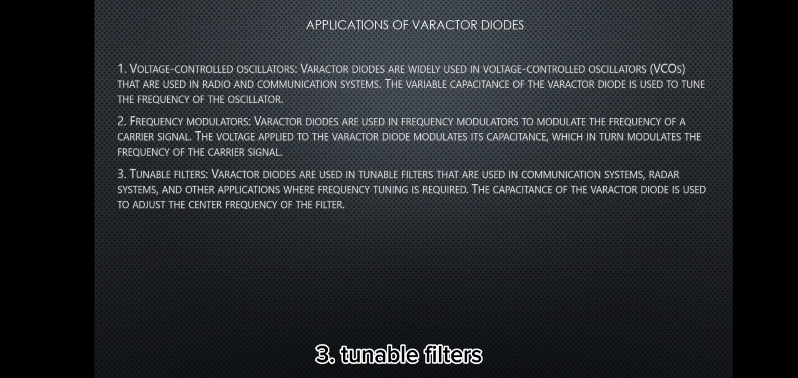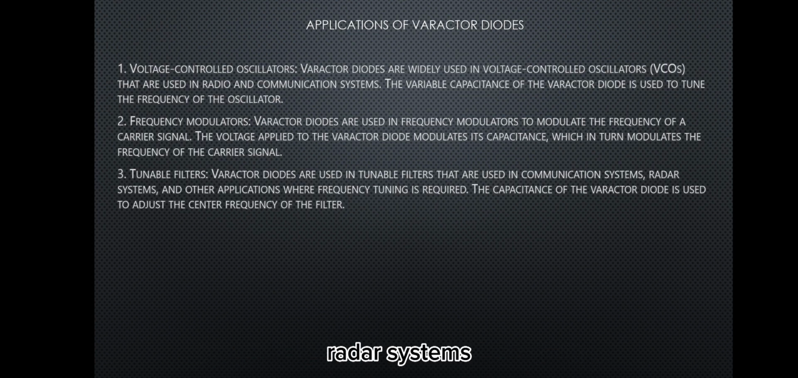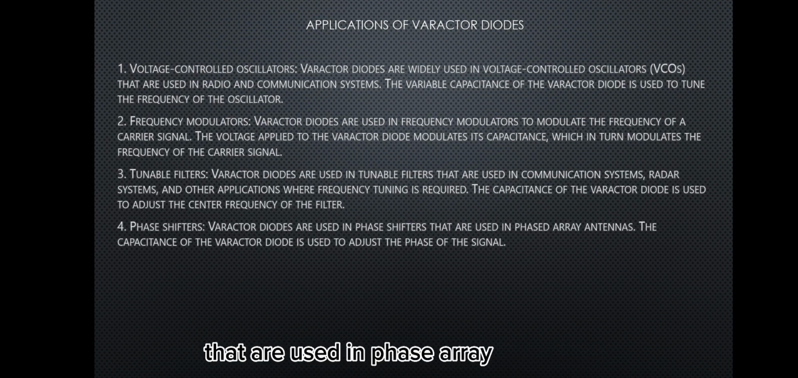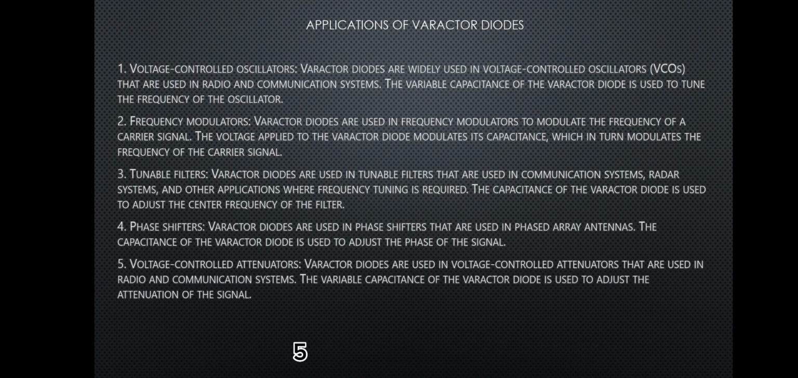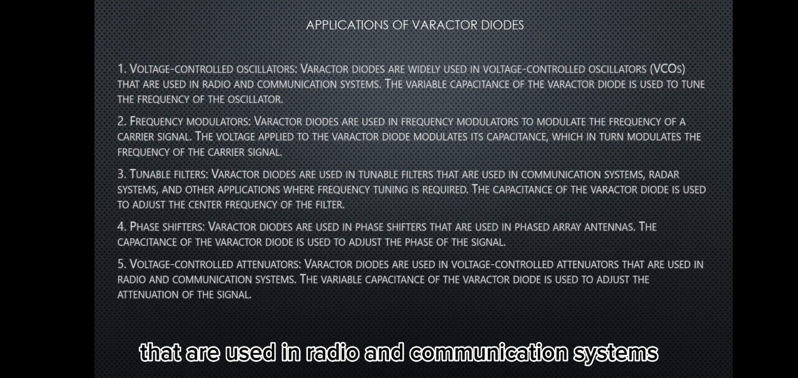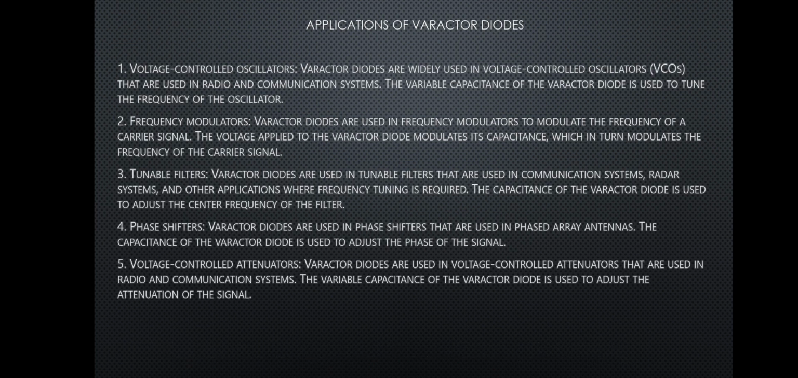3. Tunable filters. Varactor diodes are used in tunable filters that are used in communication systems, radar systems, and other applications where frequency tuning is required. The capacitance of the Varactor diode is used to adjust the center frequency of the filter. 4. Phase shifters. Varactor diodes are used in phase shifters that are used in phased array antennas. The capacitance of the Varactor diode is used to adjust the phase of the signal. 5. Voltage-controlled attenuators. Varactor diodes are used in voltage-controlled attenuators that are used in radio and communication systems. The variable capacitance of the Varactor diode is used to adjust the attenuation of the signal.